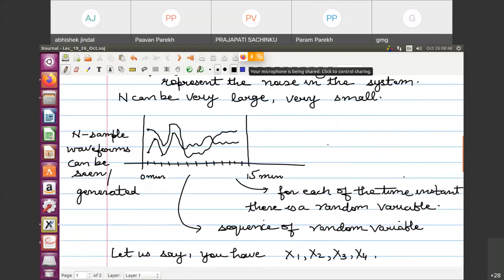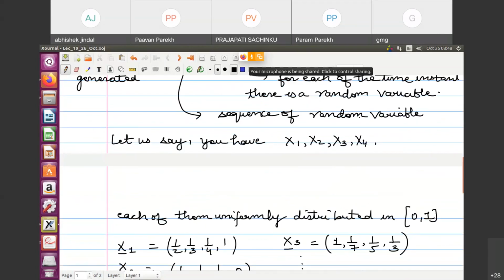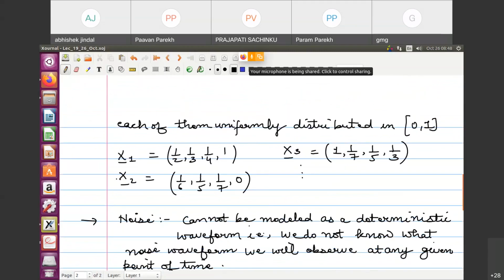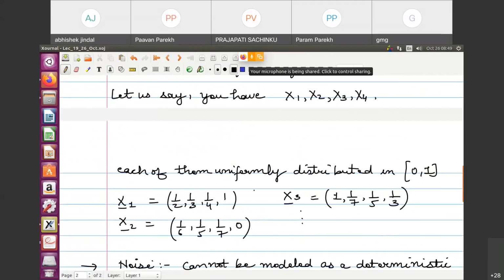If there is a sequence of random variables, we can generate all of the possibilities. Let us say x1, x2, x1 bar, x2 bar, x3 bar, up to, let us say, x10,000 bar. That is all the possibilities we generate, and now we observe one instance. Suppose I observe 1/5, 1/7, 1/3, and 1/2. So you can say that this belongs to this bigger set, and this is chosen randomly. This is important to say.